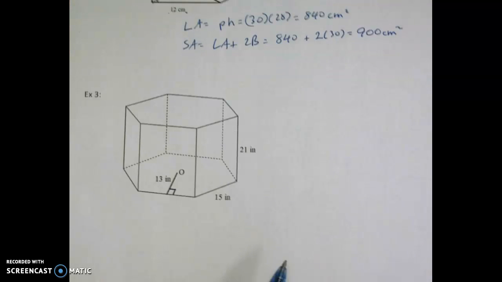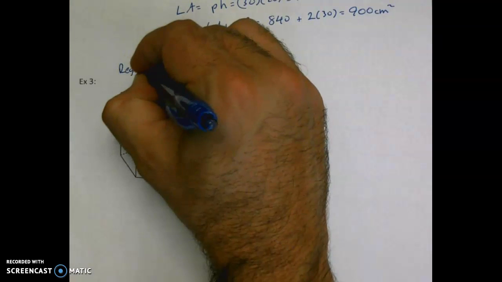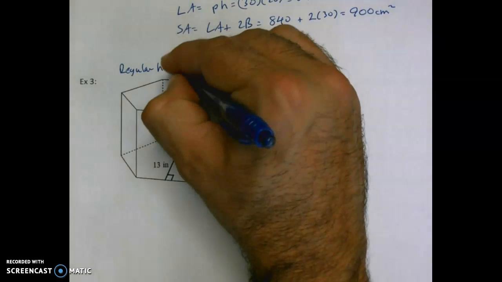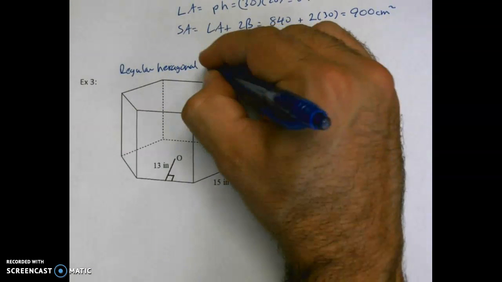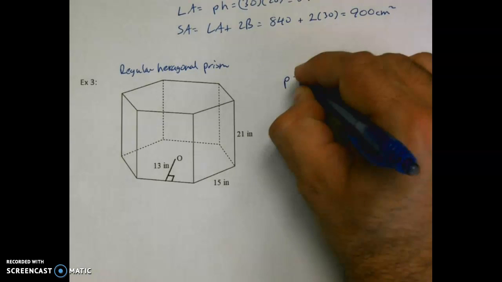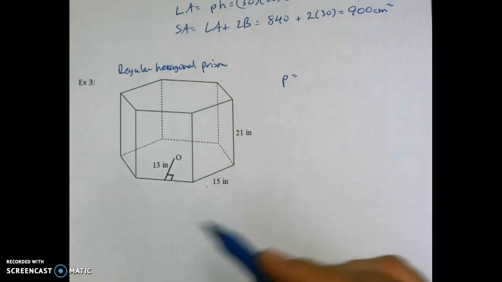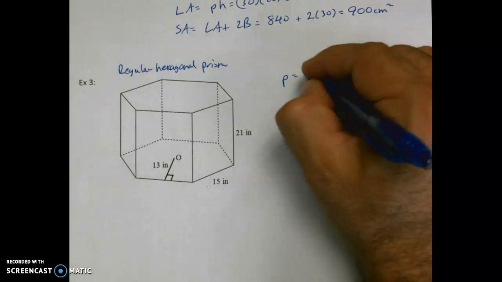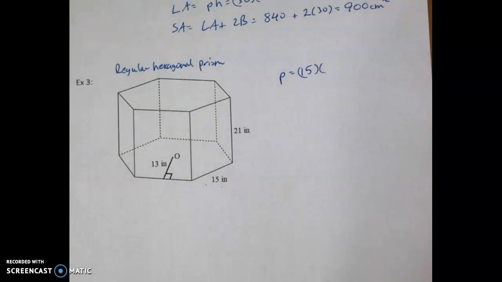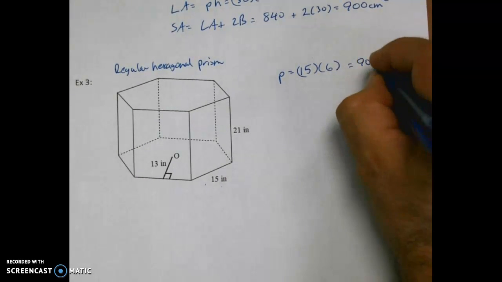Last example. Now it doesn't say this, but this is actually a regular hexagonal prism. And it's a right prism too. Okay? So with a hexagon, we need to find the perimeter. Well, I have 13, 15, and 21. Which one of those is the length of the side? 15. How many sides do we have? 6. So our perimeter is 90 inches.